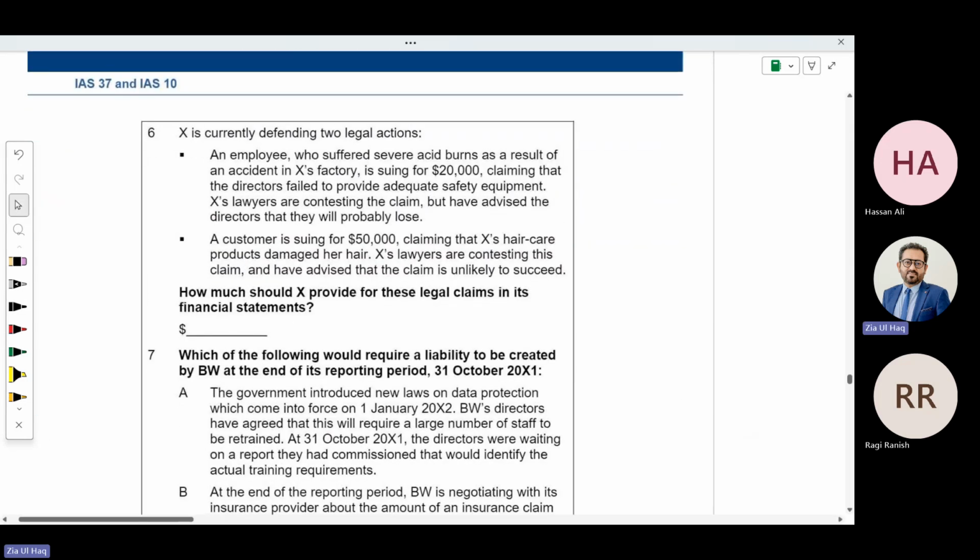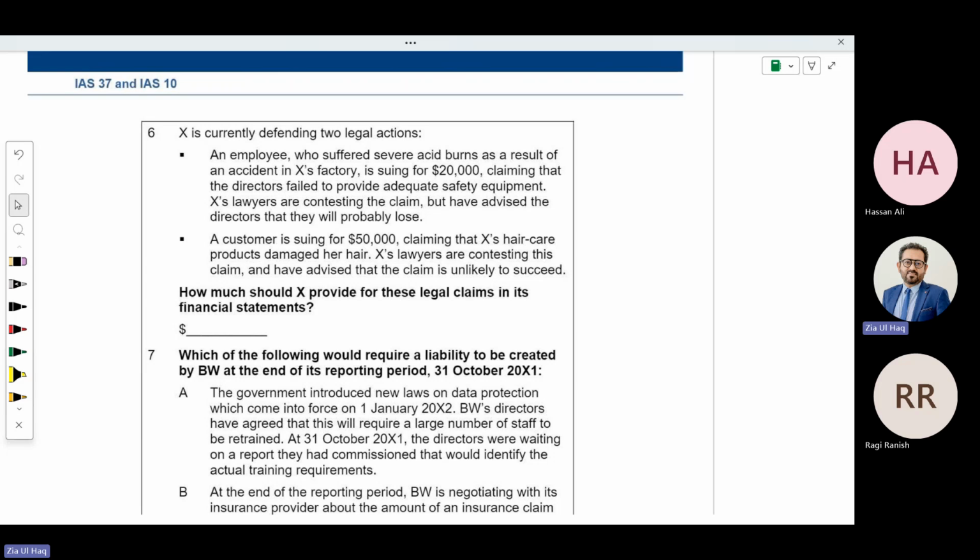Number 6. X is currently defending two legal claims. An employee who suffered severe acid burns as a result of an accident in X factory is suing for 20,000, claiming that the directors failed to provide adequate safety equipment. X lawyers are contesting the claim, but have advised the directors that they will probably lose. Probability of payment, provision.